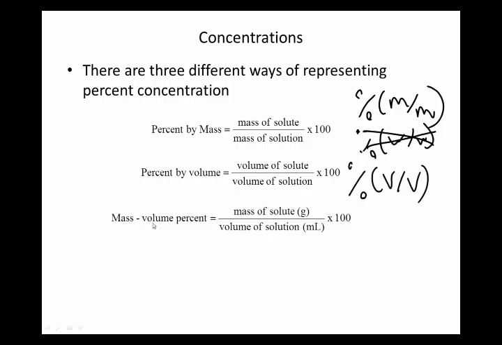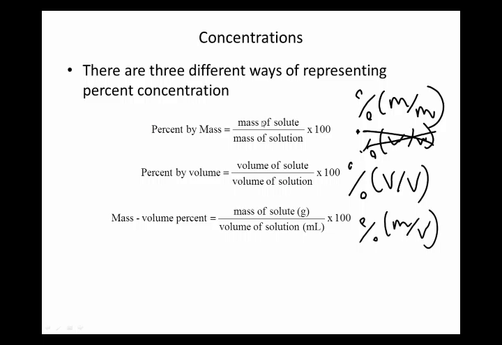Mass volume percent: the mass of the solute over the volume of the solution. Now, units are important, and this is often represented as percent m/v. Units are important here in a sense. In percent by mass, sort of like in Boyle's law and Charles' law, it doesn't matter what units of mass I use, grams, kilograms, pounds, whatever, as long as I have both the mass of the solute and the solution in the same units. With percent by volume, same deal. It doesn't matter as long as I have them both in the same units.